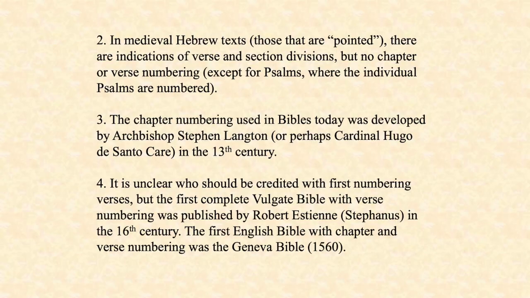The chapter numbering used in Bibles today was developed by Archbishop Stephen Langton, or perhaps Cardinal Hugo de Santocare, in the 13th century. And it is unclear who should be credited with the first numbering of verses, but the first complete Vulgate Bible with verse numbering was published by Robert Etienne in the 16th century. The first English Bible with chapter and verse numbering was the Geneva Bible in 1560.